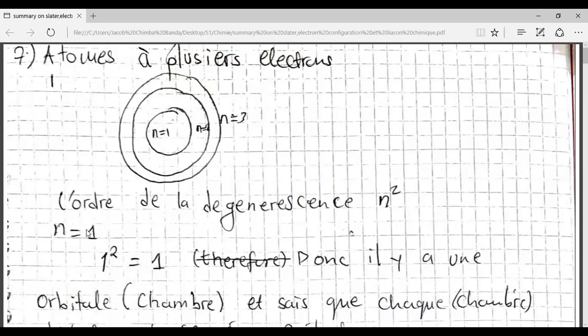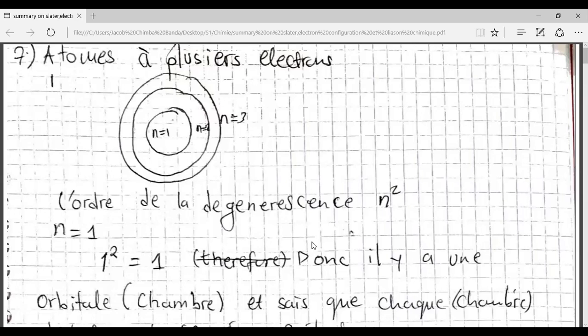So for hydrogenide, we see that n is equal to 1, and to calculate the order of degeneracy, we use n squared, which is the same as the number of orbitals, or rooms, which will contain only 2 electrons. We replace n by 1, so 1 squared is equal to 1. So here, it means that there is one orbital, or chamber, which is a room. And we know that each orbital is occupied by 2 electrons.